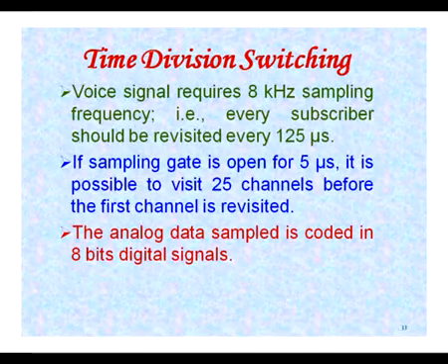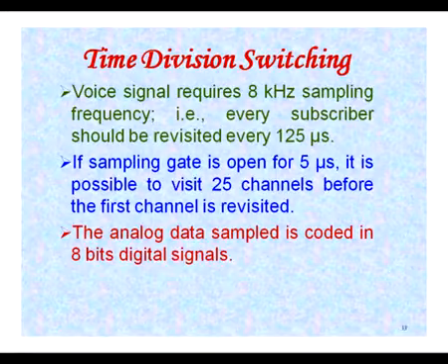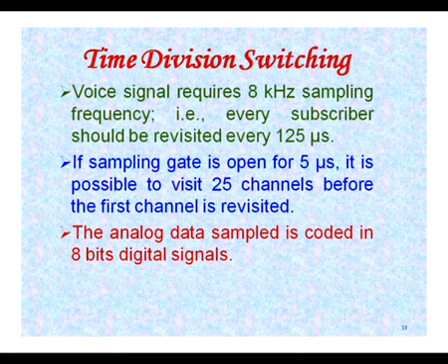Now, when I do sampling, I don't keep the sampling pulse on for the entire period of 125 microseconds. Even a 5 microsecond sample is good enough for me to pick up a sample from a given analog signal. Now, when I use just a 5 microsecond pulse per channel, and I have 125 microseconds between two successive samples of a channel, I can possibly squeeze in 25 channels before I have to come back to my first channel, right? So this is quite an efficient way of sending the signal on a given data link.